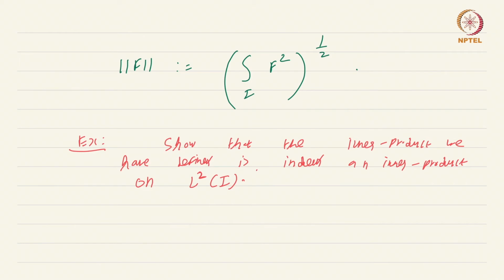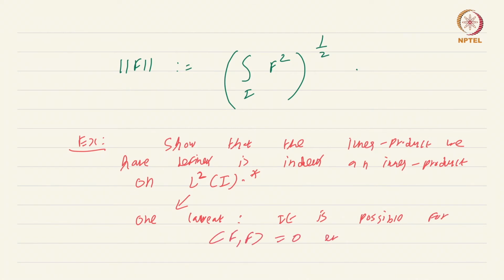Only one property will fail, so let me put a star, because this is not going to be entirely satisfying all the properties of an inner product. One caveat which you will have to think over: it is possible for the inner product of f with f to be equal to 0 even if f is not equal to 0. The reason is, if you have a function which is 0 almost everywhere, then that function is automatically going to be in L of I, as we have remarked in earlier videos, and the integral is going to be 0. So functions that are not identically 0 could have 0 norm under this inner product and norm.